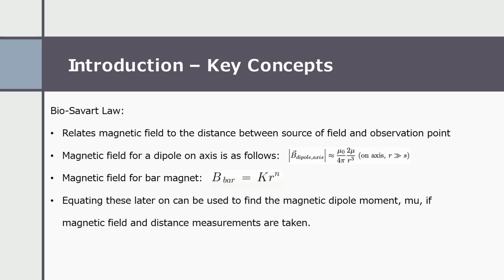The key concept for this lab is mainly the Biot-Savart law, which relates the magnetic field to the distance between the source of the field and the observation point. The magnetic field for a dipole on axis is this equation right here, and the magnetic field for a bar magnet is this. We will combine these later to find the magnetic dipole moment, mu, in the equation if the magnetic field and distance measurements are taken, which I do in the procedure.